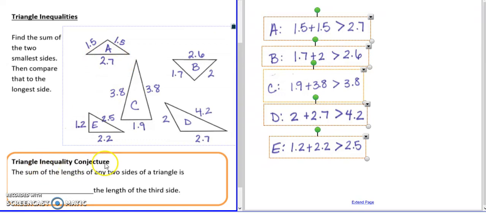So the triangle inequality conjecture says the sum of the lengths of any two sides, even when it's the smallest two, is going to be bigger than the length of the third side. So again, you take the smallest two side lengths, add them together, and that total will always be bigger than the third side. If it is not, the triangle would not be able to be formed because the two smaller sides would be too short to meet.